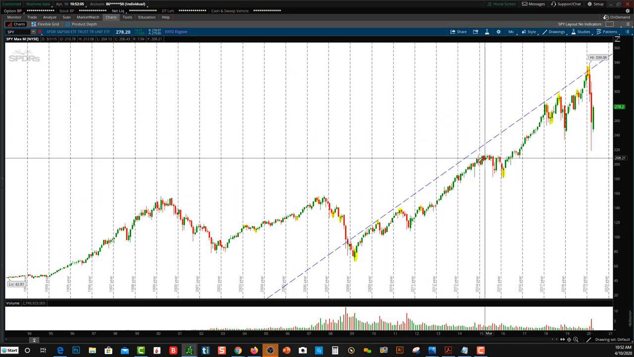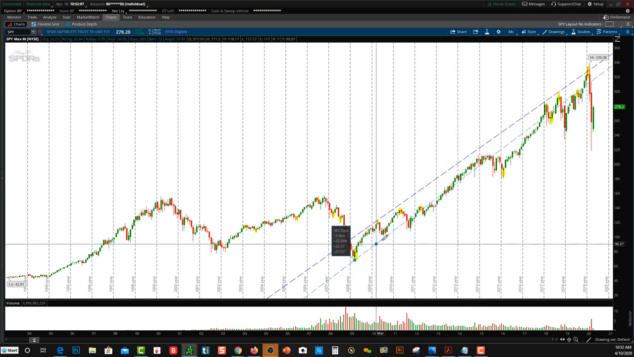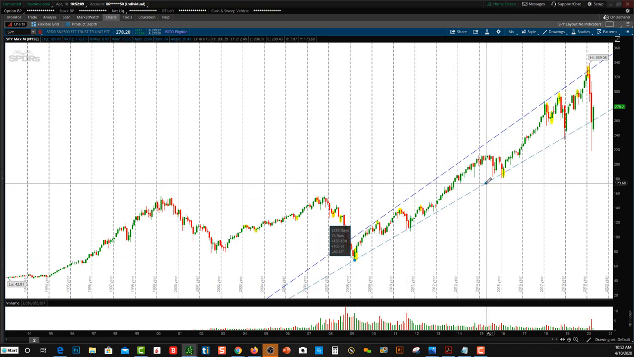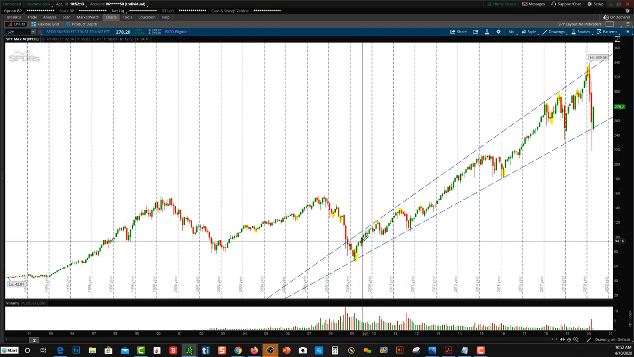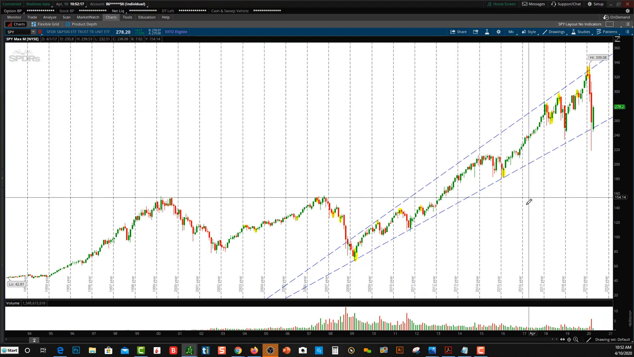Kind of some peak levels. When I go down here, I'm connecting these valleys right down in here. So you see I'm connecting some peaks and some valleys. This is a megaphone pattern, very important.